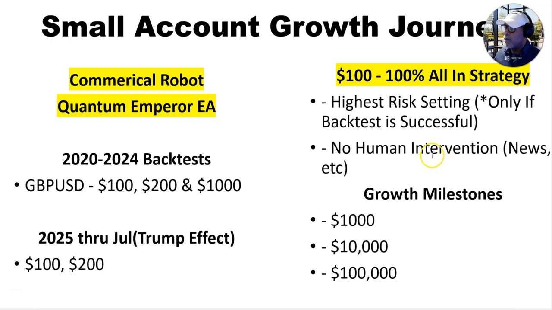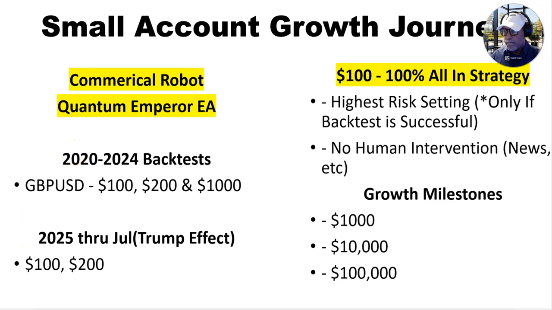Either we're going to lose that $100, but on the upside, we've seen some of these EAs in a back test environment growing to anywhere between, what, $1,000 to $100,000 in a few months or a few years. Okay, so these are our growth milestones. Just as a reminder: $1,000, $1,000 to $10,000, $10,000 to $100,000. That is our best case scenario.